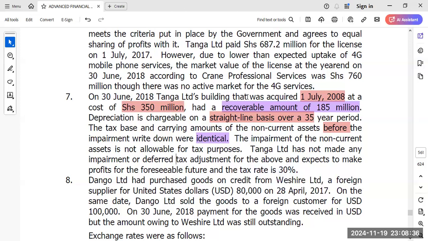So you're the one to adjust this. You're the one to look for the impairment and know the impairment will affect what in your balance sheet. Then you also say whether you have a deferred tax asset or deferred tax liability. Okay.